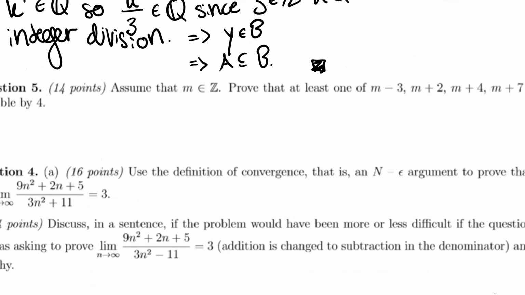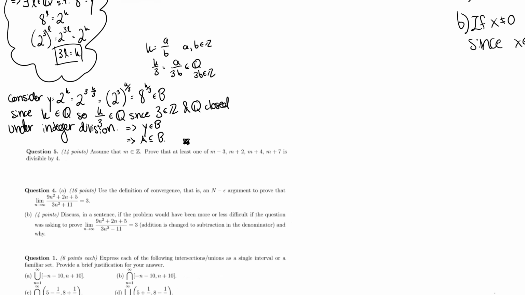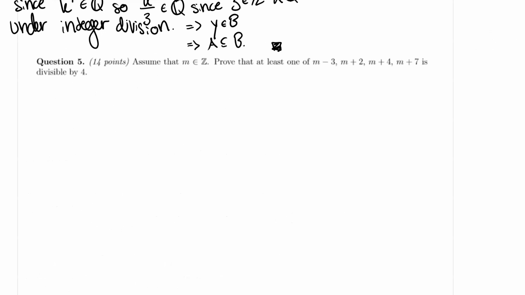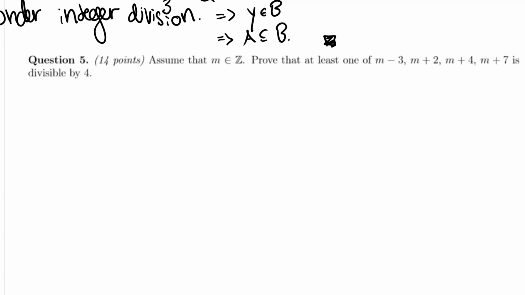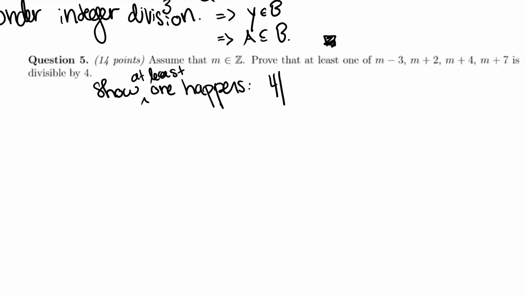All right, let me space this out again. Okay, so assume that m is an integer and prove that at least one of those is divisible by 4. So I'm going to rewrite this. Show 4 divides m minus 3.